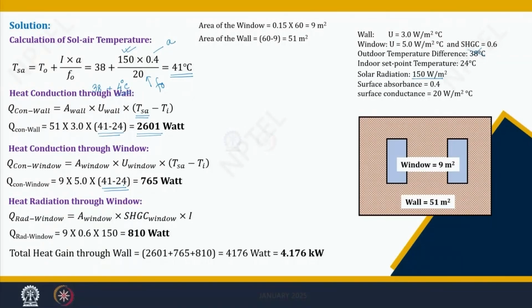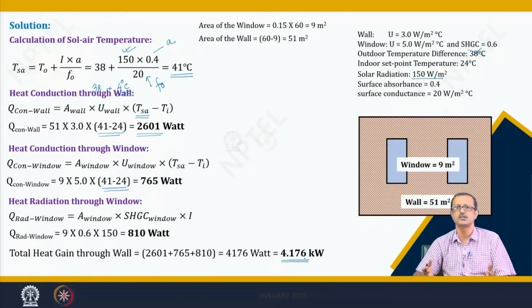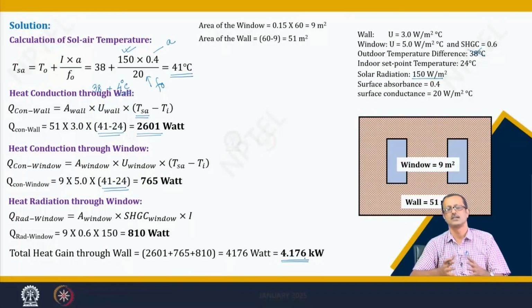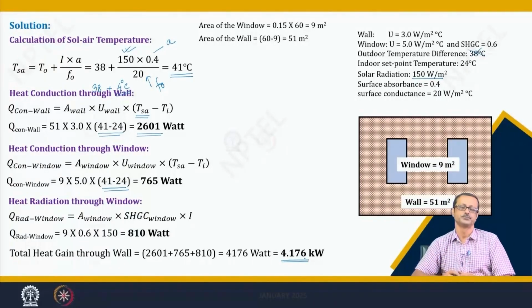So, I will get almost about 4.1; if you remember, last time it was 3.5, this is 4.176 kilowatt or so. It is a kind of increment, definitely it has to increase, because we are considering the solar radiation, we are considering the extra temperature rise in the outdoor wall and outdoor window surfaces, which actually contributes to the transmission of the heat.